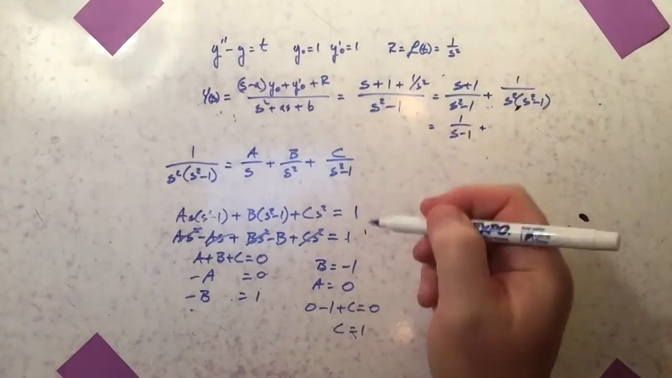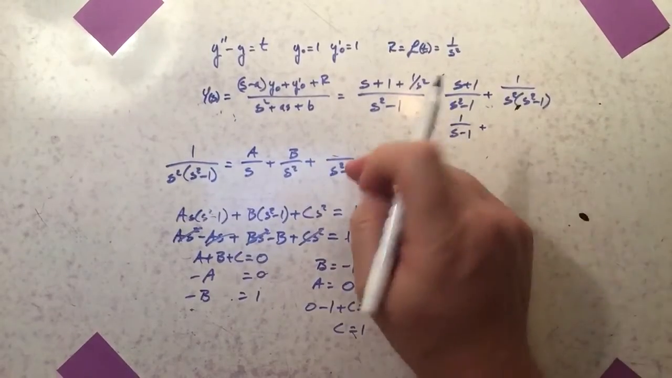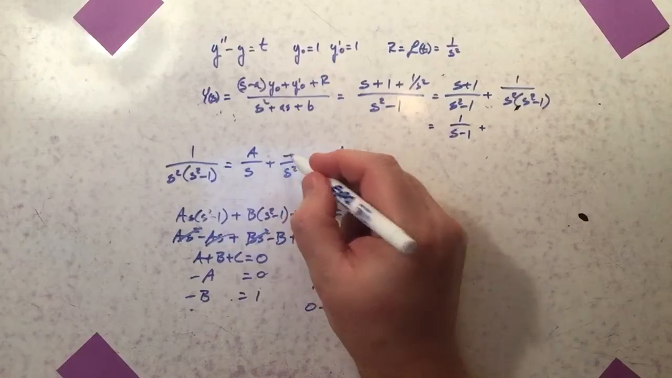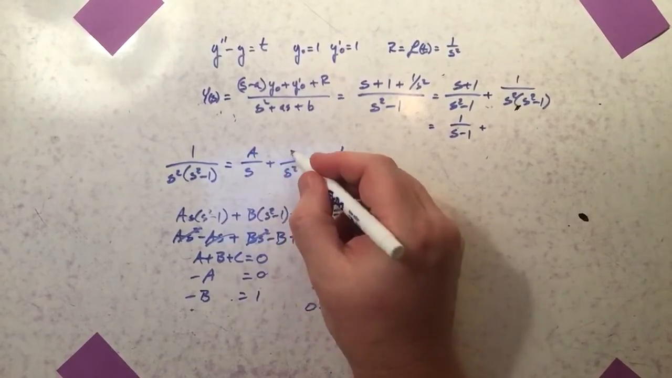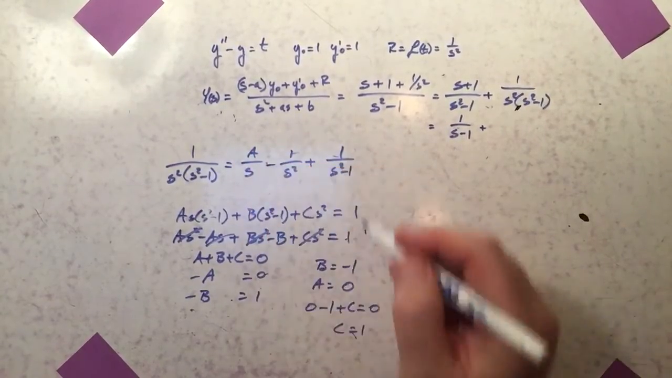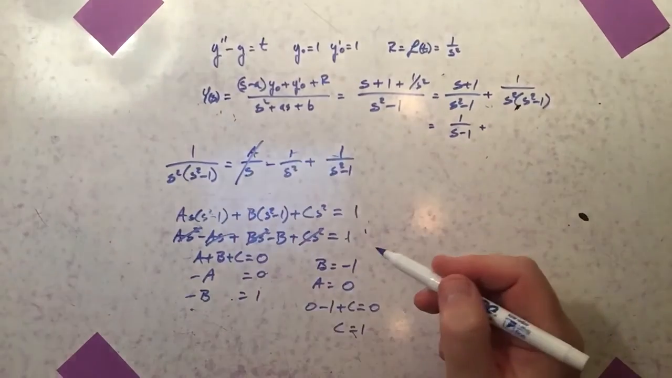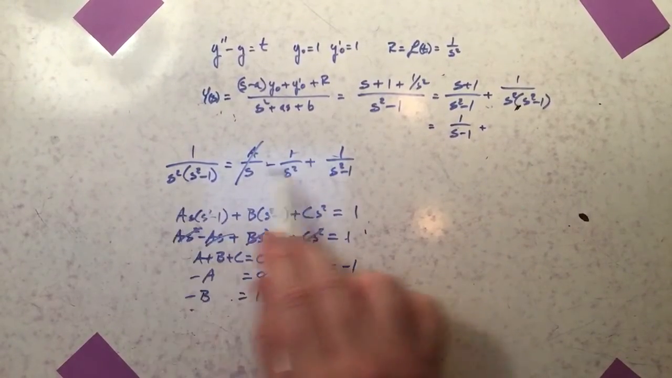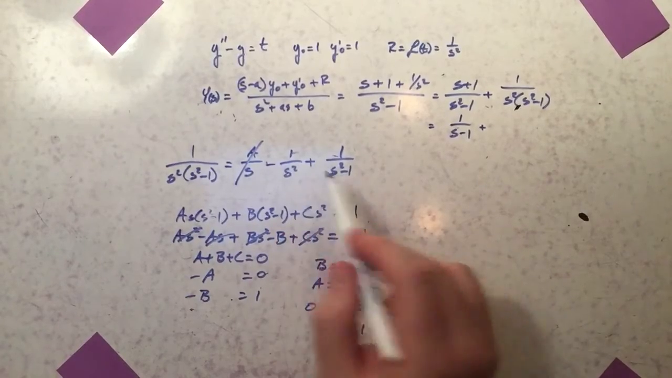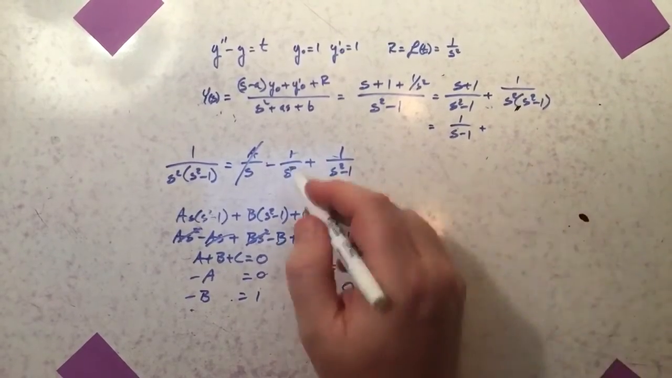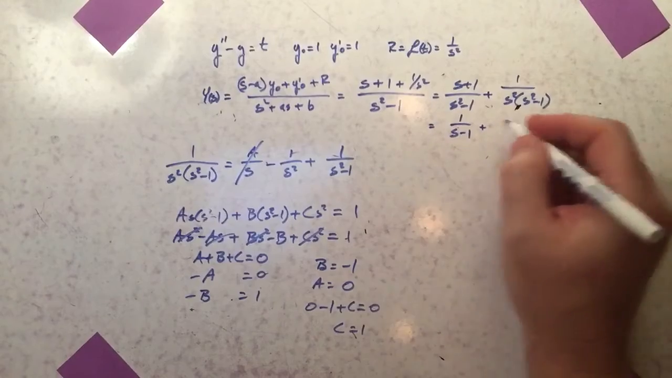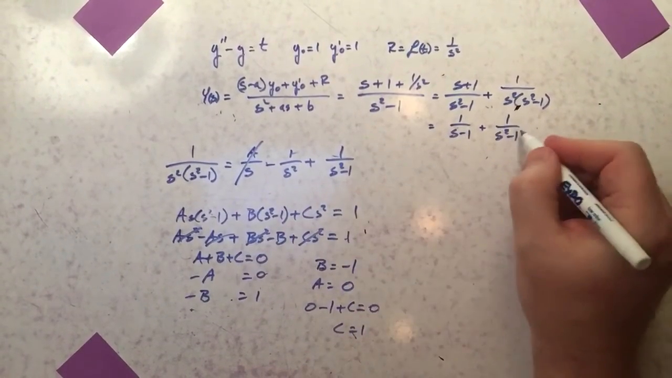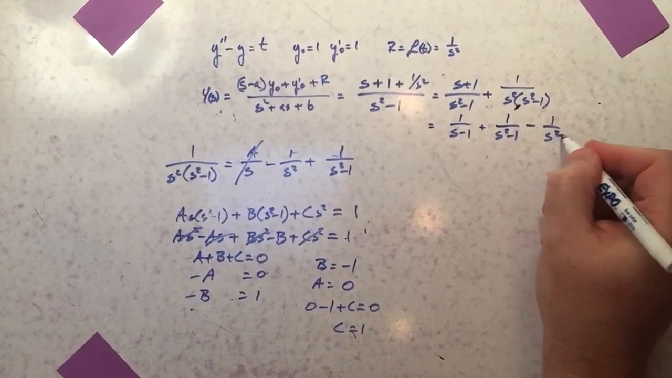So I can take these back up here and say, okay, C is 1. B is negative 1, so 1, and make this negative, and A is equal to 0. So this term goes away entirely. So this right here is the same as that. They are identical. And that means over here it's the same also. So now I can just write this in. So this is plus 1 over s squared minus 1 minus 1 over s squared.